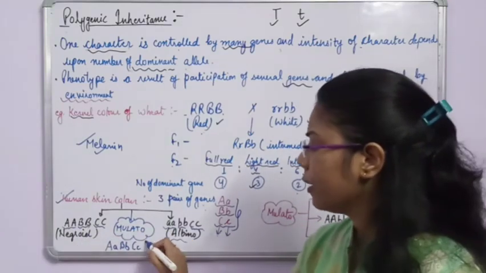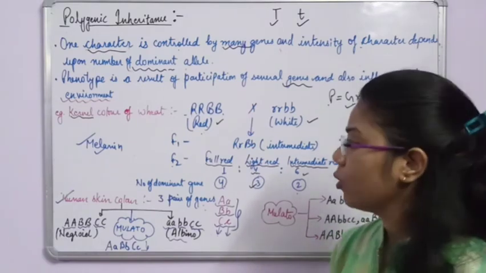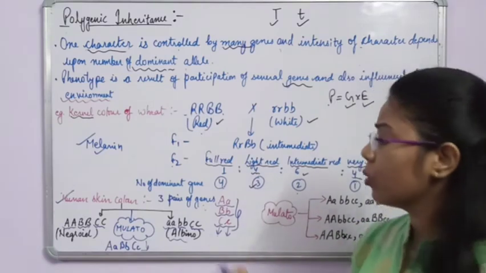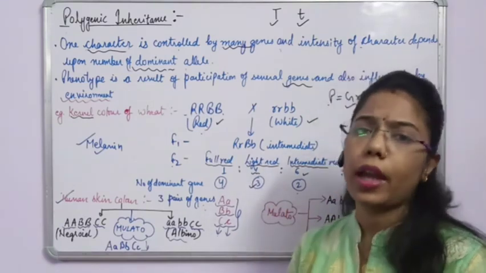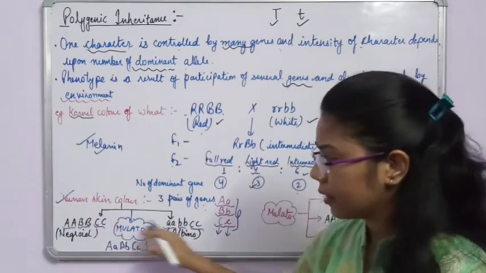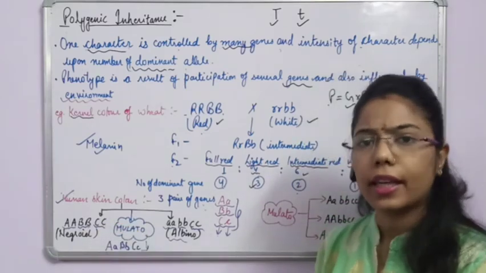Here I have shown only one combination. There can be different combinations. So we have not shown the whole table of these crossings because it's not in your course. But the only thing you have to understand is what a polygenic trait is, how these characters are affected, and how many dominant genes are affecting the character.